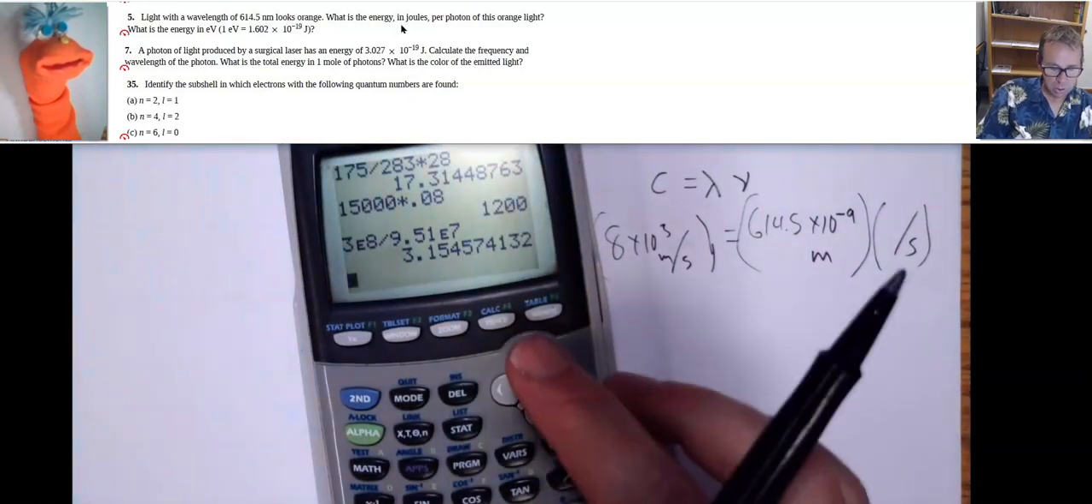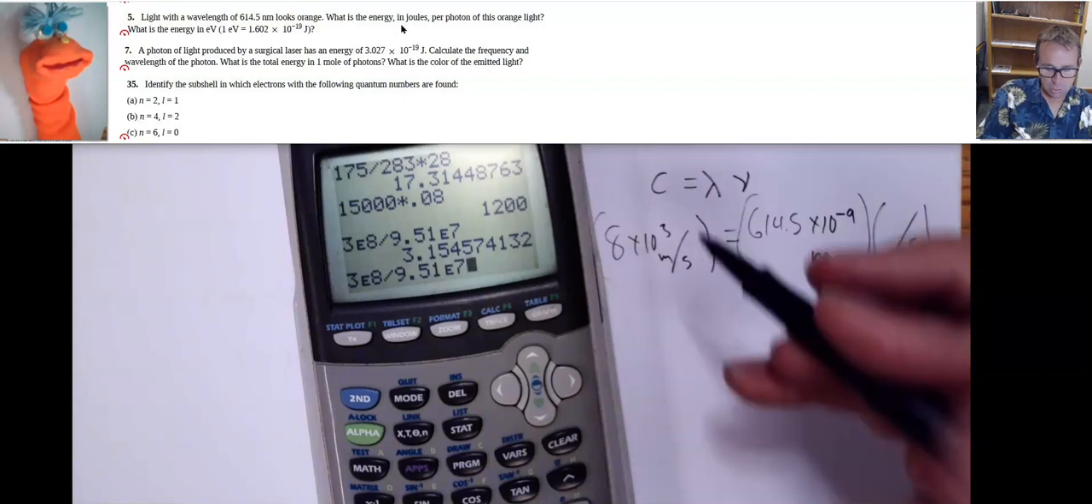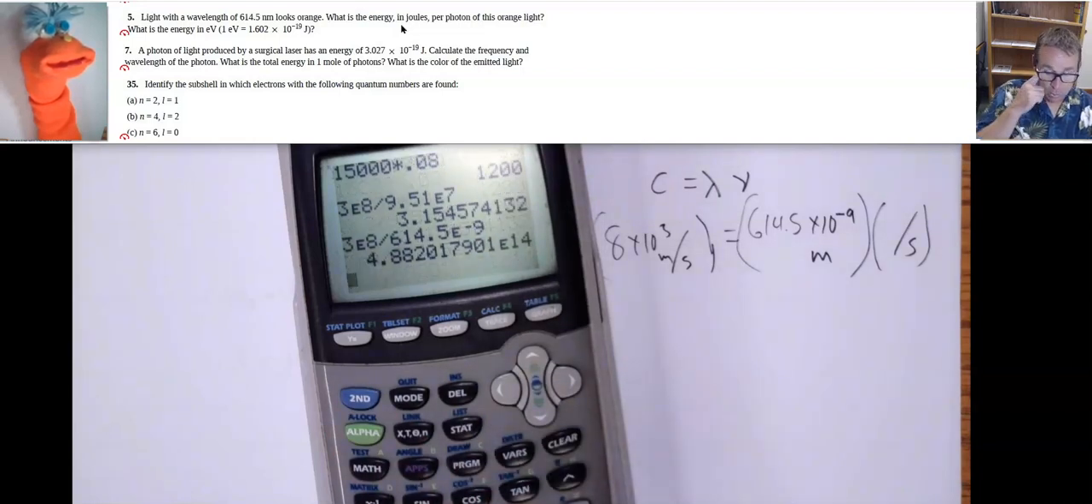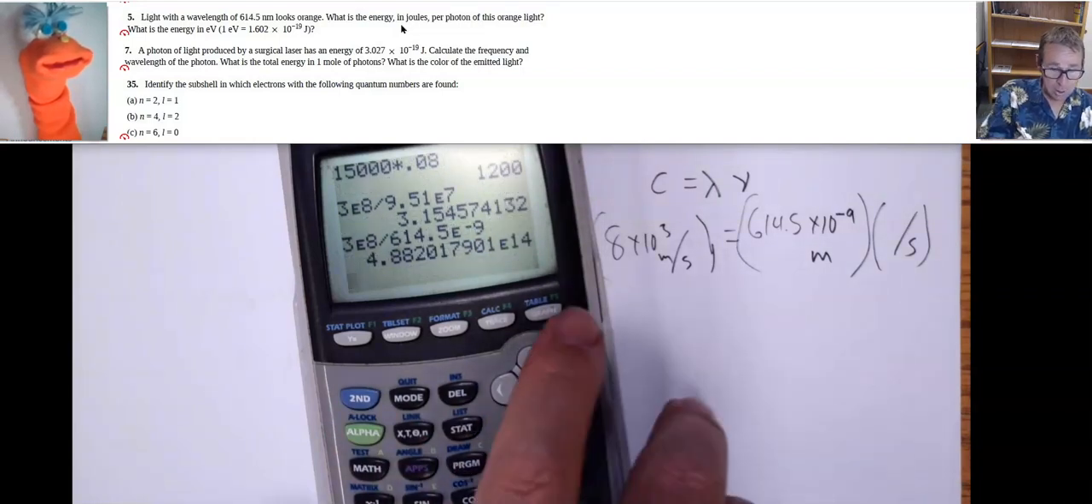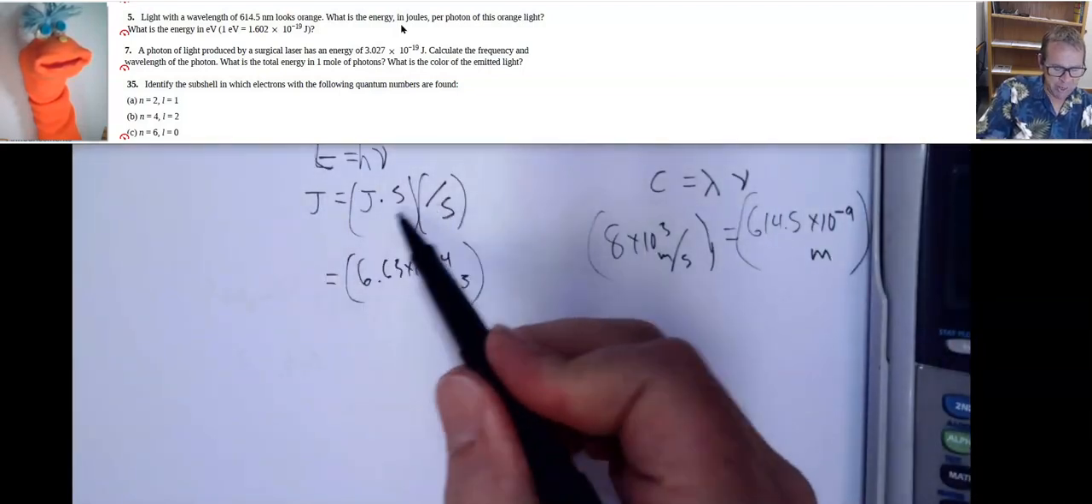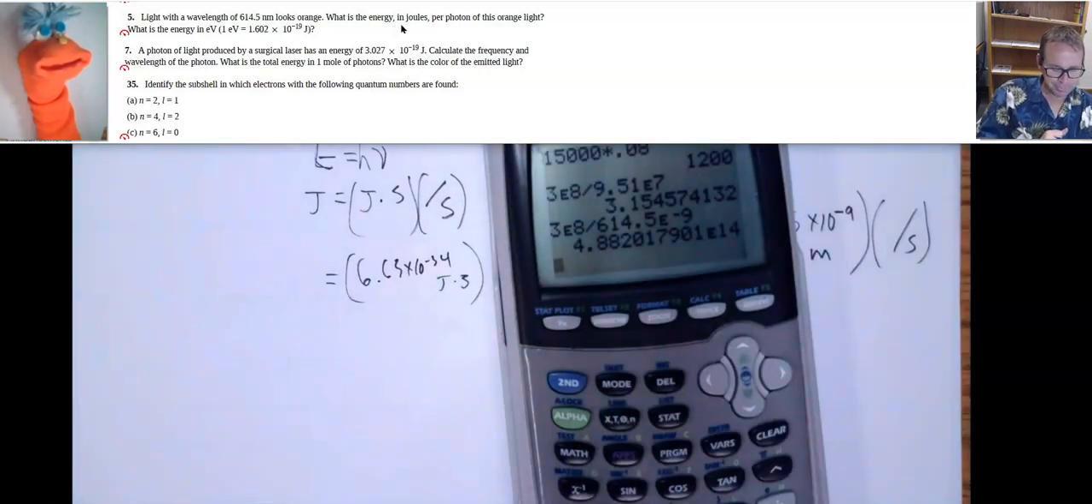So, 3 times 10 to the 8 divided by 614.5 times 10 to the minus 9. All right, so that gives me 4.88 times 10 to the 14. And that's the frequency that I can multiply by Planck's constant to get the energy.